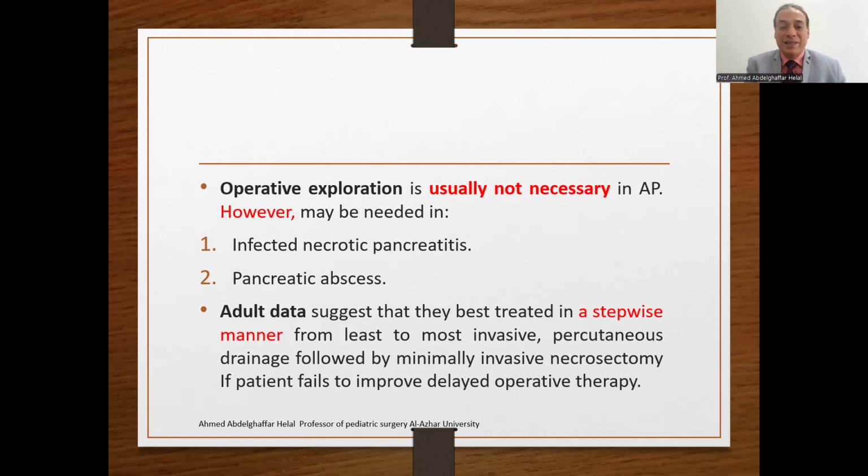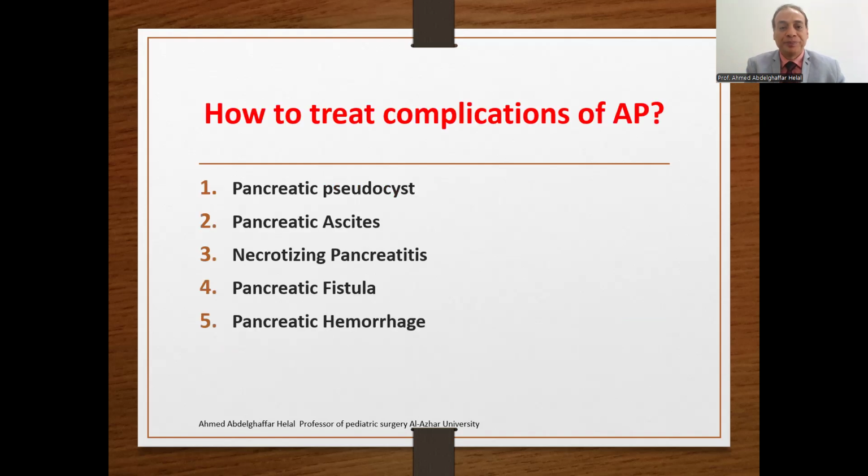However, adult data suggest that even infected necrosis or pancreatic abscess should be treated in a stepwise manner, from the least invasive to the more invasive. So they recommend treating these conditions first with percutaneous drainage; if that fails, performing minimally invasive necrosectomy; and if that fails, delayed operative intervention or delayed necrosectomy. They show that these measures carry a better prognosis than performing primary necrosectomy from the start.